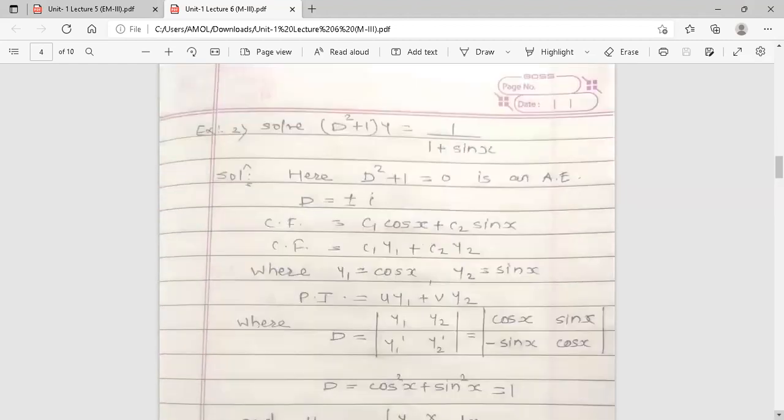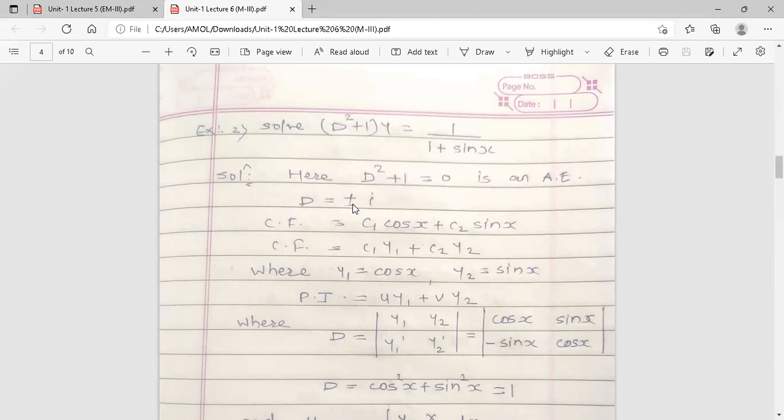Now the second example is here. Solve (D square plus 1) y is equal to 1 upon 1 plus sin x. This is the LDE in the form of f of D into y is equal to f of x. Now here D square plus 1 is equal to 0 is the auxiliary equation. D square is equal to minus 1, a negative number, so introduce the imaginary number i. So the roots are D is equal to plus minus i, so complex roots are there.